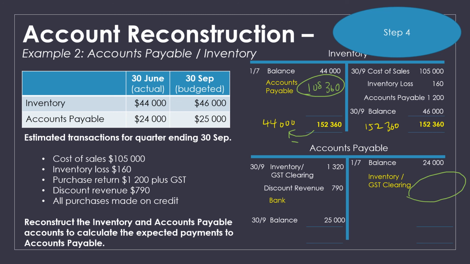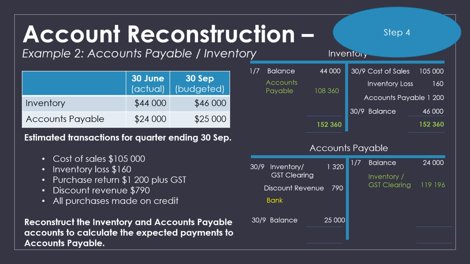However, the amount that should be credited to the accounts payable account should include GST. This is because from a credit purchase of inventory, the total amount of the purchase, including GST, is owing to the accounts payable. So we take the inventory cost of $108,360, add 10% GST, that would give us a total of $119,196 that is owing to the accounts payable.